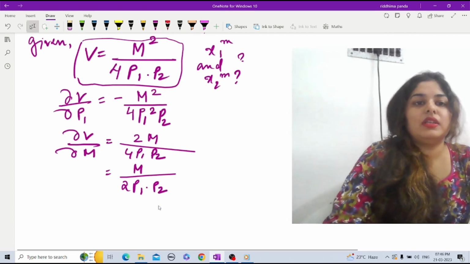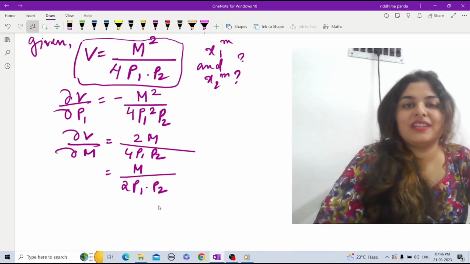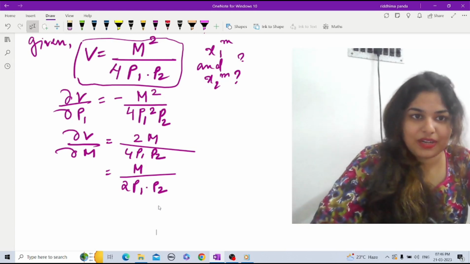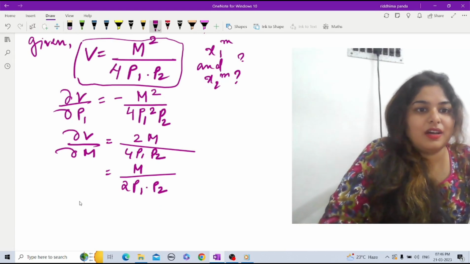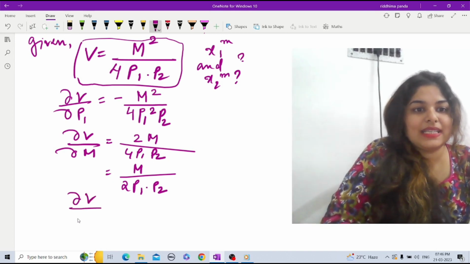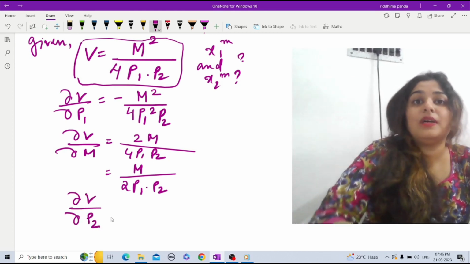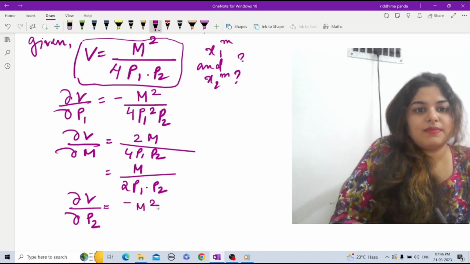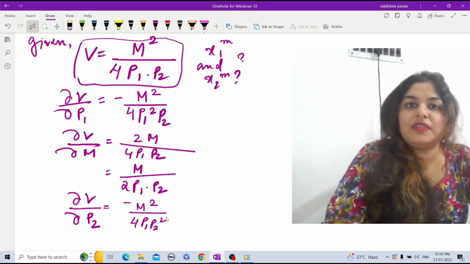We will also find the derivative with respect to P2 so that we can directly put the formulas in Roy's identity and calculate the demand function. So the third derivative that I need is delta V by delta P2, that is with respect to the price of the second good. And that is minus M square by 4 P1 into P2 square. So now I have all the three derivatives that I need.